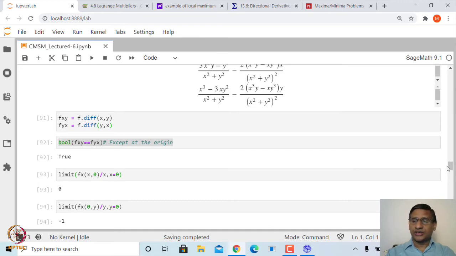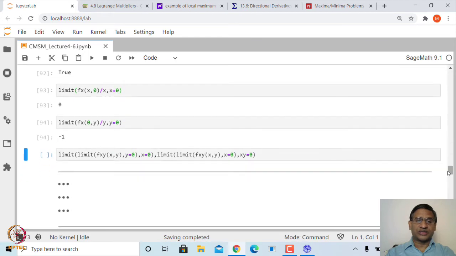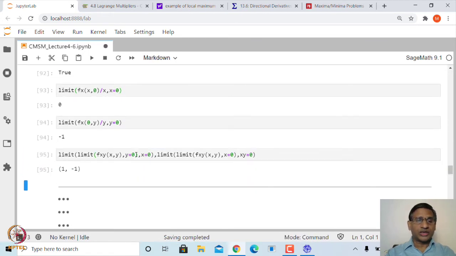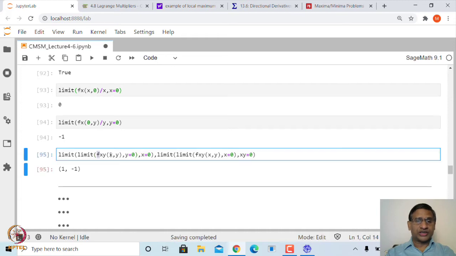Okay. So that is why the second order partial derivatives are not the same. Of course, you can compute this limit or check the continuity of this mixed second order partial derivative f of x y, and you can see here the limit when we take y equal to 0 first, then x equal to 0, and first with respect to x and then with respect to y, they are different.